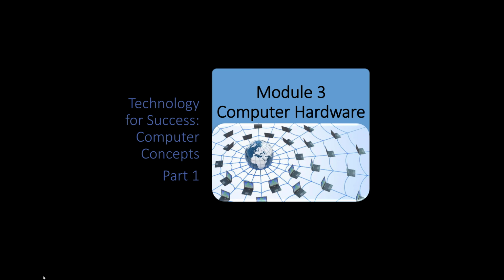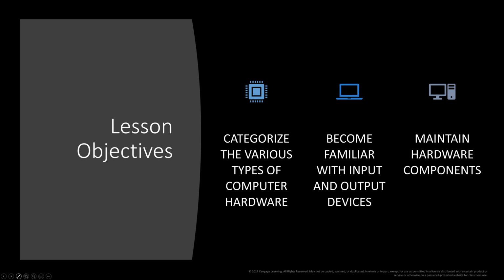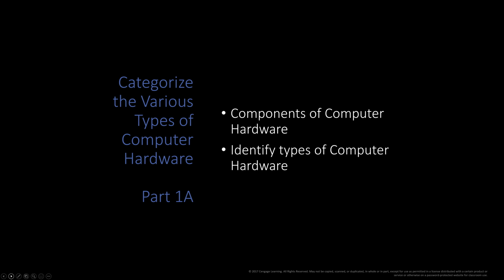Let's look at the overall objectives that we're going to cover through this multi-part video. So lesson objectives overall are we're going to look at and categorize the various types of computer hardware, become familiar with input and output devices, what the difference is. Remember that some devices are both. And then how to do basic maintenance on hardware components. So let's get started with part 1.